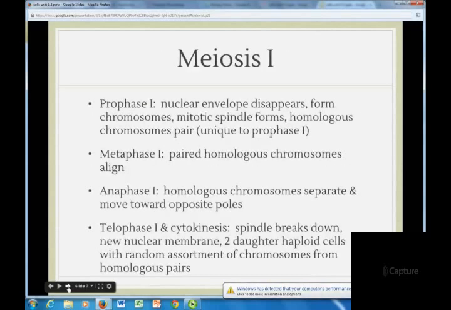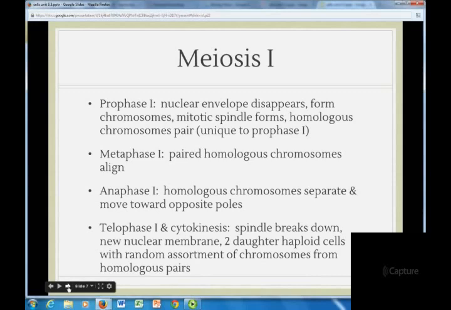So if we look at meiosis 1 in a little bit more detail, we've got prophase 1. Here you're going to have the nuclear envelope break down and disappear. You're going to form the chromosomes and the mitotic spindle, and the homologous chromosomes are going to pair. This is unique to prophase 1, having these homologous chromosomes.